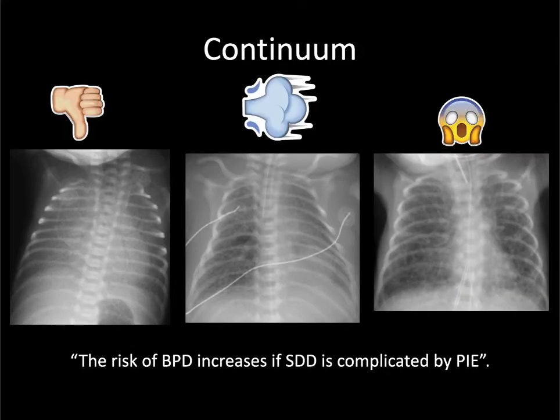So this is a continuum, these three entities. The risk of bronchopulmonary dysplasia increases if surfactant deficiency is complicated by pulmonary interstitial emphysema. So patients with surfactant deficiency get treated with positive pressure ventilation, which may cause pulmonary interstitial emphysema, which can lead to bronchopulmonary dysplasia.